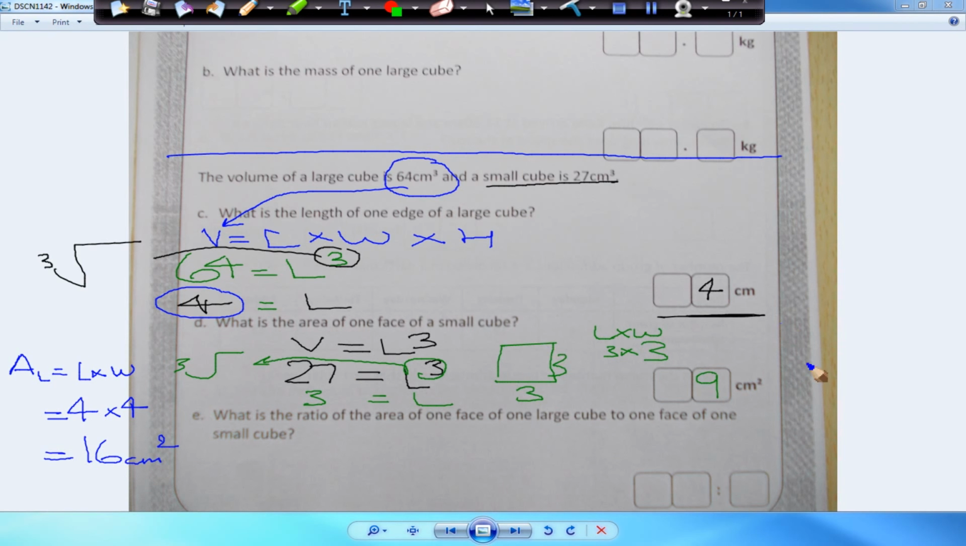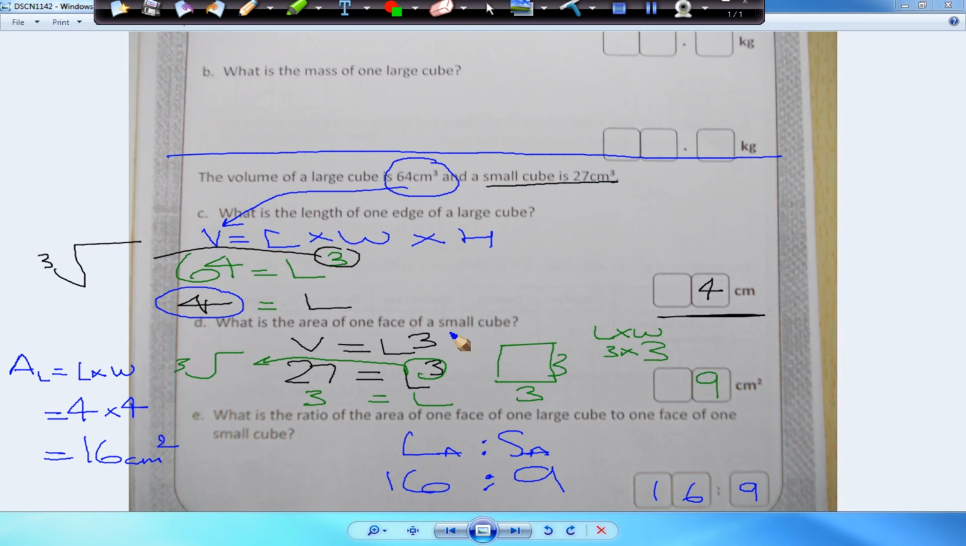And what was the area of the small one? 9. So the ratio of the area of one face of the large to the small area, let's put them in. What was the large area again, folks? 16. And what was the small one again, folks? 9. Okay, can we simplify that any further? Are there any factors we can take out of it? Put your hand up, you got that one right. Okay, excellent, lovely.